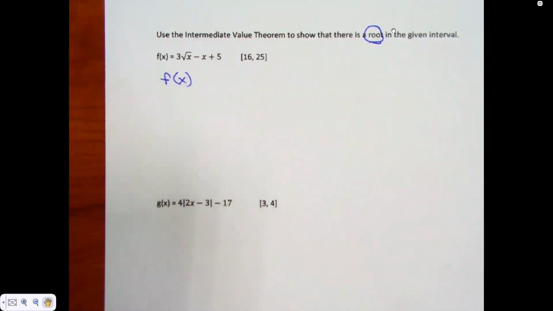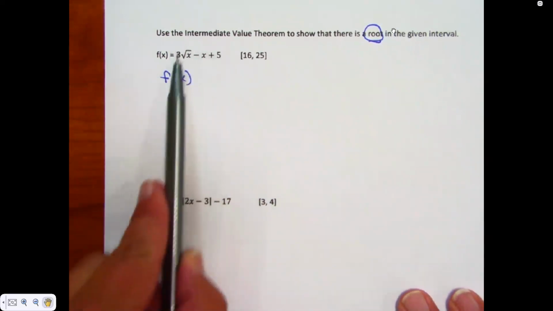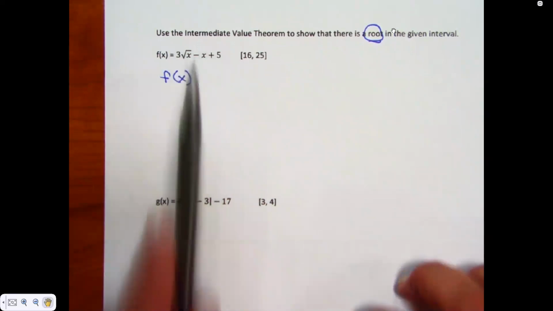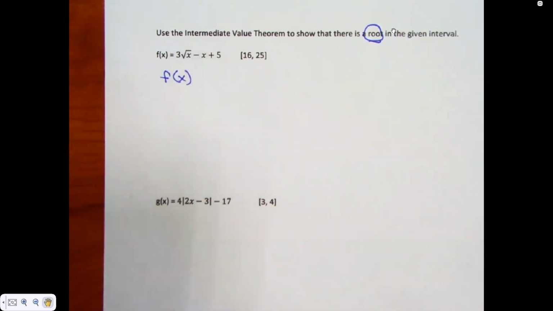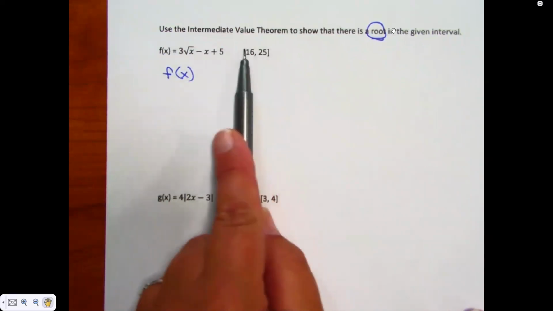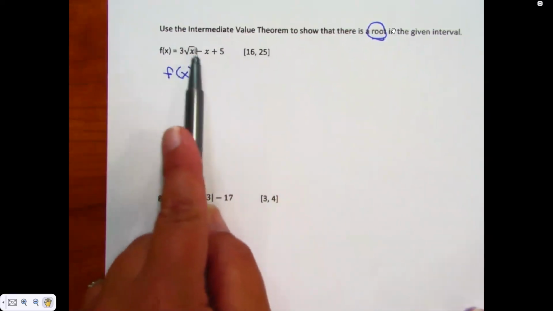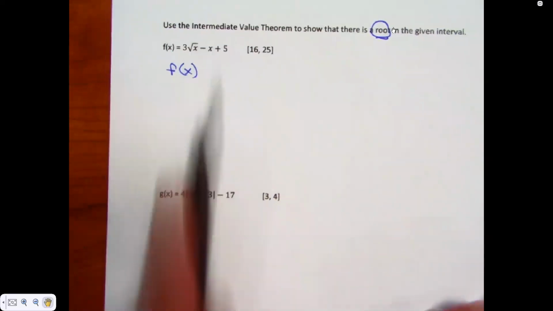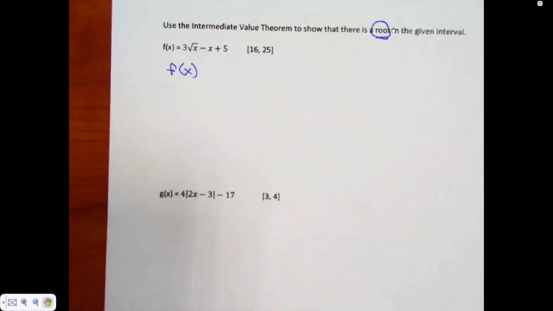Now let's think. The only thing that would cause trouble is a square root. And we can't have negatives under the square root. But we're putting in numbers 16 through 25. Is that going to cause us any problem with the square root? No. So I'm pretty sure it is continuous. Why do we love polynomials? Because they are continuous. So on the test, if it's a polynomial, you say, hey, polynomials are continuous.